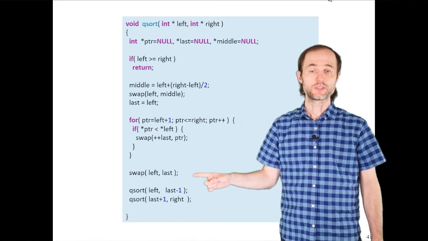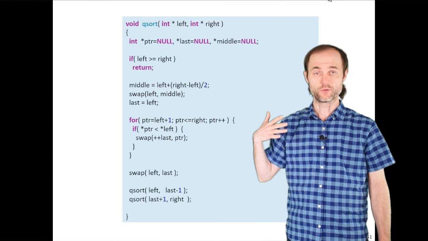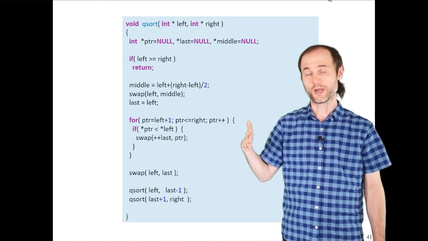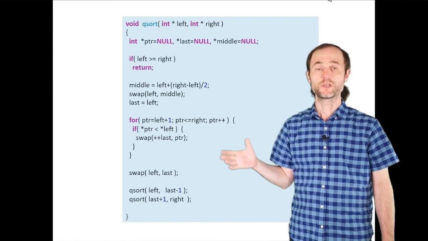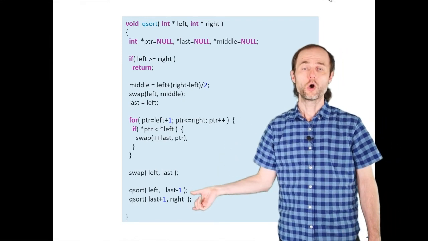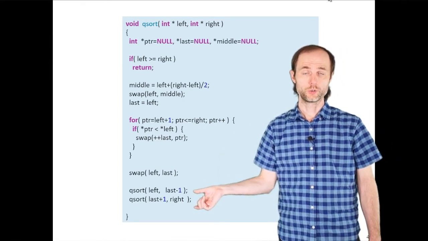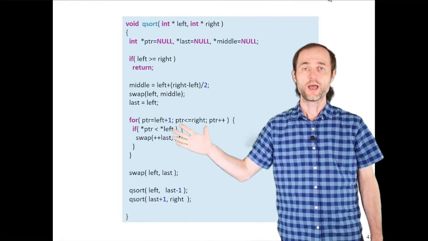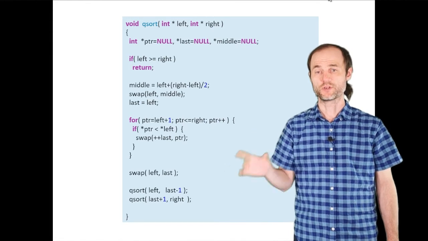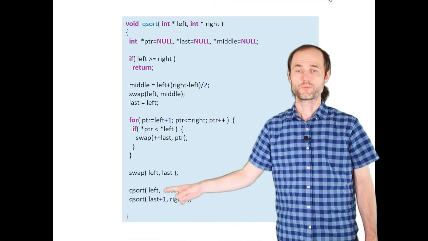And after that's done, we now have an array that has been broken down into two halves, the one that's smaller than the middle element, the one that's larger than the middle element. So what is left to do is to call our QSort algorithm and give the left half of the array and the right half of the array as arguments to it. So that's precisely what's done here.